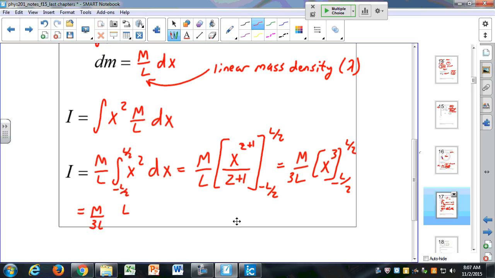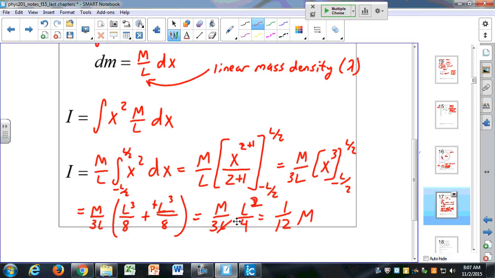It's going to be L cubed over 2 cubed, which is 8, minus L cubed over 2 cubed, which is 8. So this is actually a negative, so those go positive. So that is m over 3L times 2 times L cubed over 8, which is L cubed over 4. And then that gives us our expression, which is going to be 1/12 mL squared.